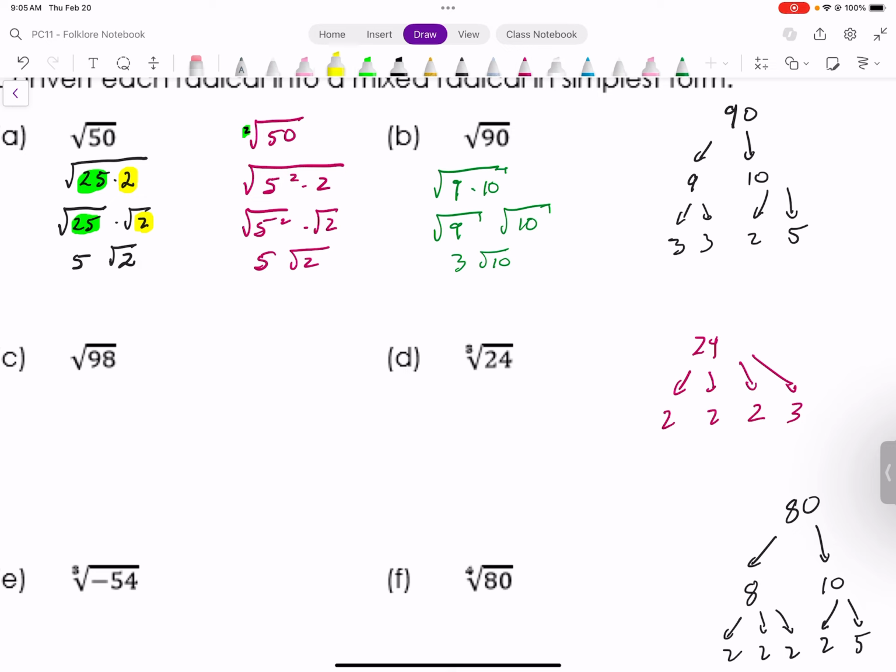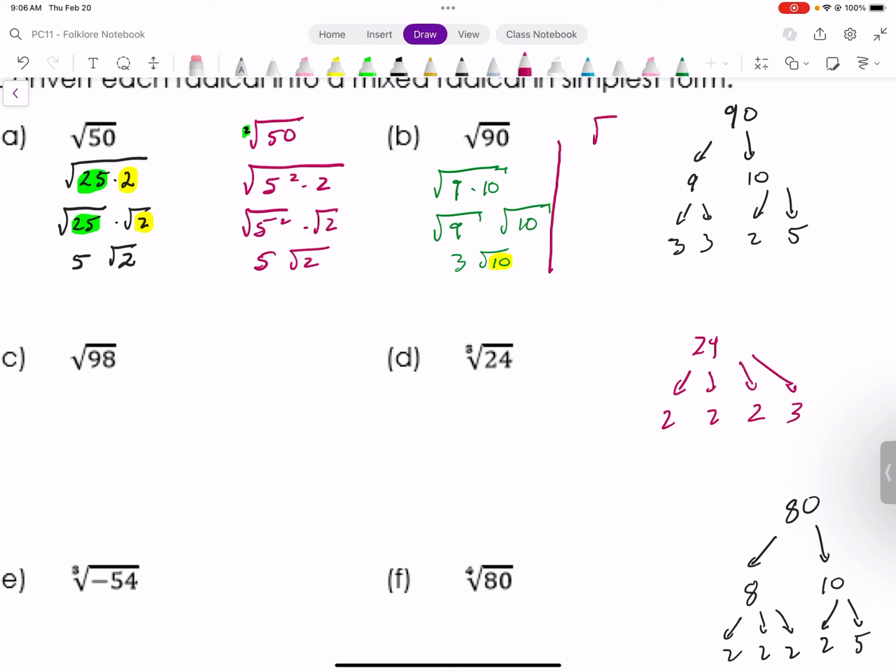Now, how do you know when to stop simplifying? It comes down to whether there exists a perfect square that's a factor of 10. No. 10 only has factors of 2 and 5. There's a lot of mental math that needs to go on with this method, but it's fairly quick. Now, the prime factorization method might look a little different.